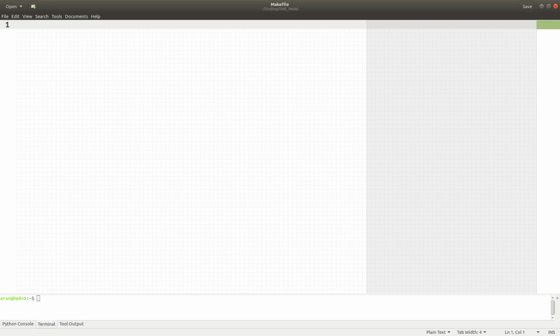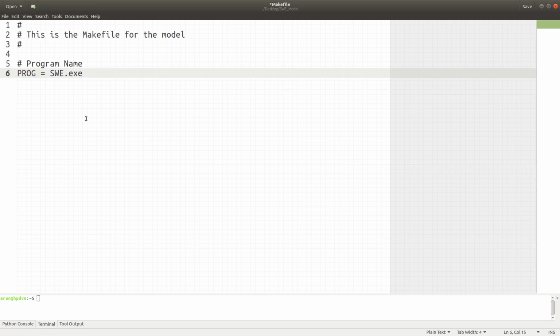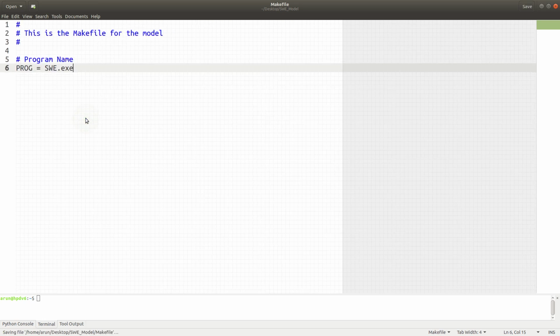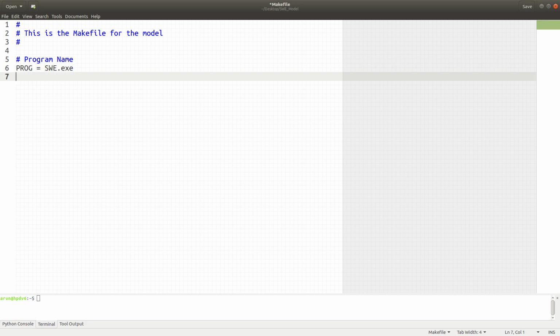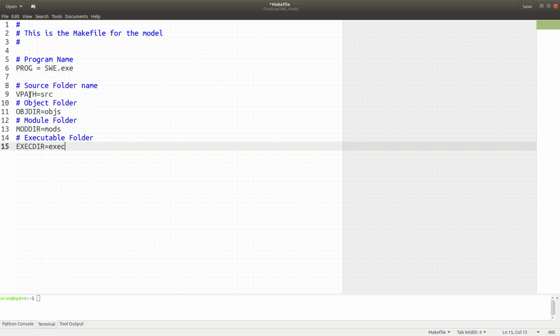I already have the make file ready with me, so I'm just going to paste it down. So this is the make file for the model. I'm going to call the executable sw.exe, and I'm going to give it a name called prog. I'm going to create a variable like that, and then I'm going to create these folders. Remember, we just kept a few folders for the source folder. I'm going to keep the source folder as vpath, and I'm specifying that as src.